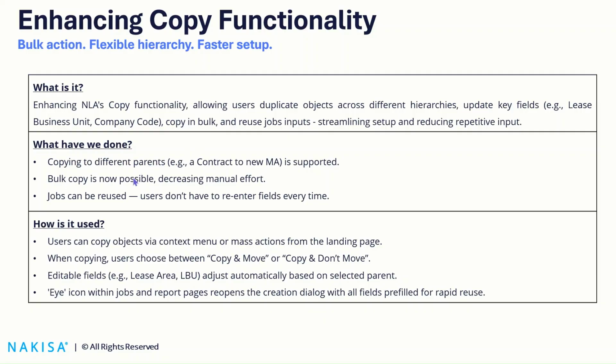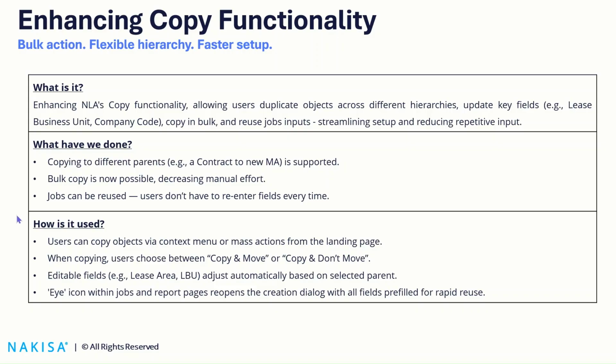What have we done? Not only do you now have the copy functionality within the same parent object, for example, a contract can be copied under the same master agreement, and a lease component can be copied under the same contract object, but what we also have done is that you can copy an object to a different parent. So, for example, a contract can now be copied to a new master agreement, newly created, or an existing master agreement, apart from where it resides currently.